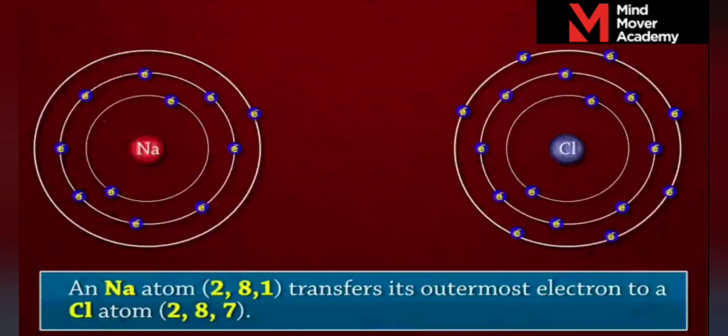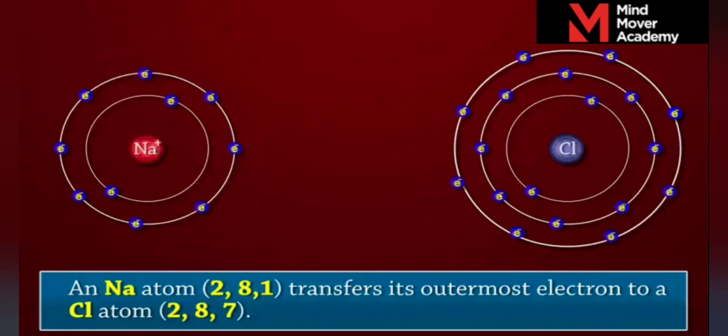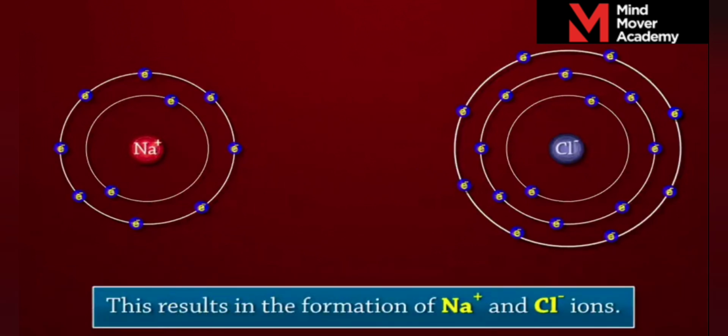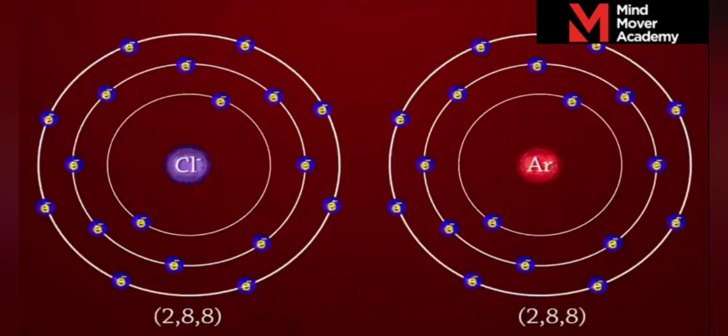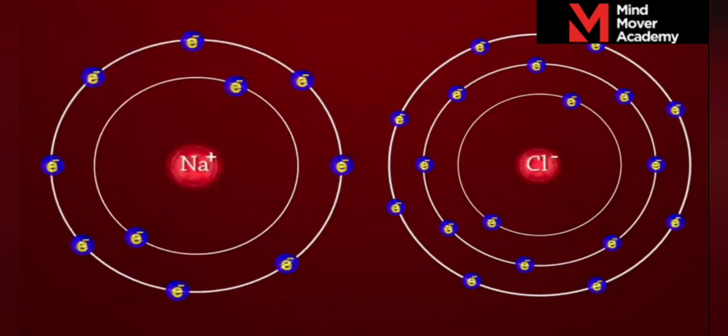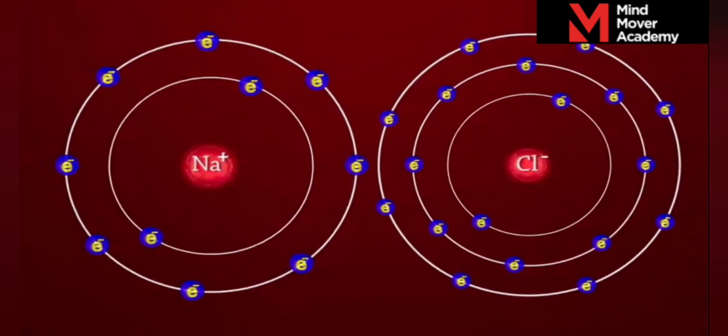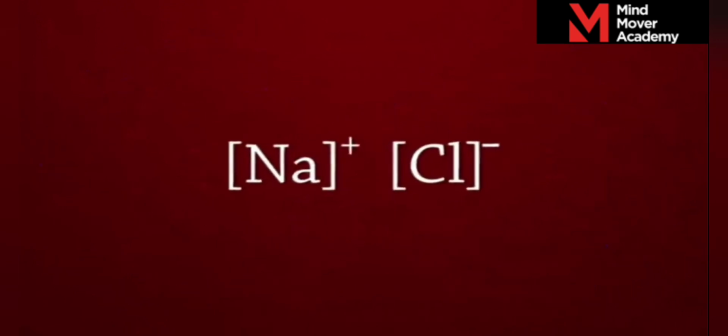An Na atom, 2,8,1, transfers its outermost electron to a Cl atom, 2,8,7. This results in the formation of Na+ and Cl- ions. Na+ has the configuration of Ne and Cl- that of Ar, 2,8,8. The cation Na+ and the anion Cl- attract each other to form an ionic bond.